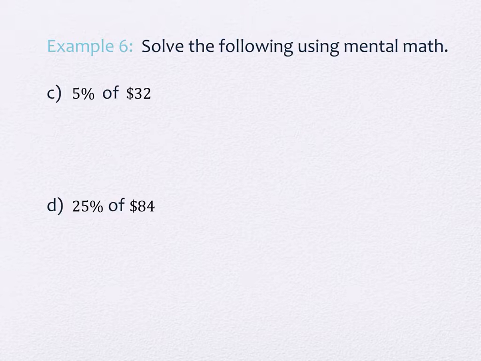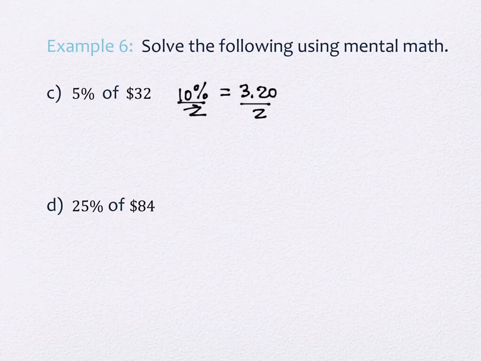5%, I bet you can do 5%. We already did 5% on one. What would you do for 5%? 10%, which is what? $3.20. And then what? Half it. So 10% divided by 2. So what's half of 320? Yep, 160.